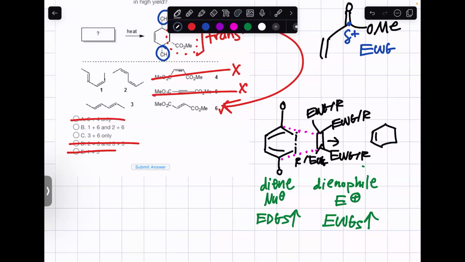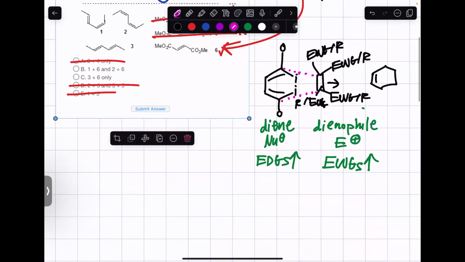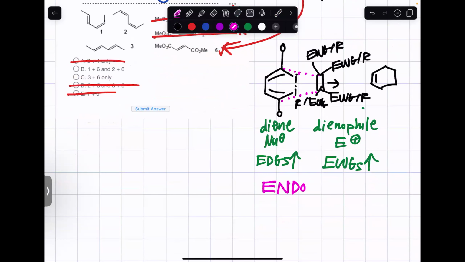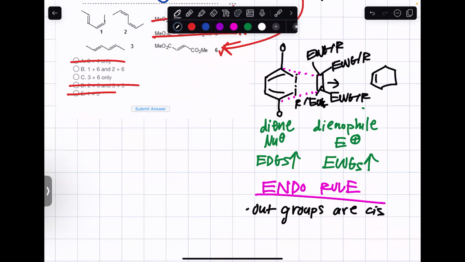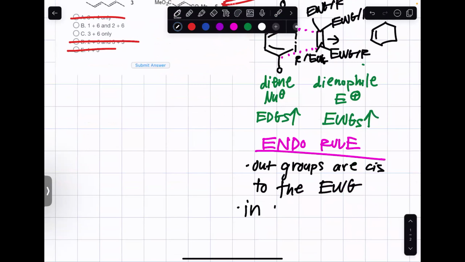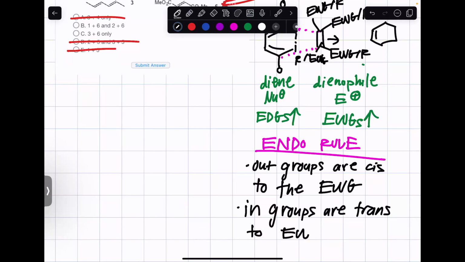For the endo rule, which is going to be the major product, this is what you have to remember about this. The out groups are cis, or the same side, to the EWG, and the in groups are trans to the EWG, right?